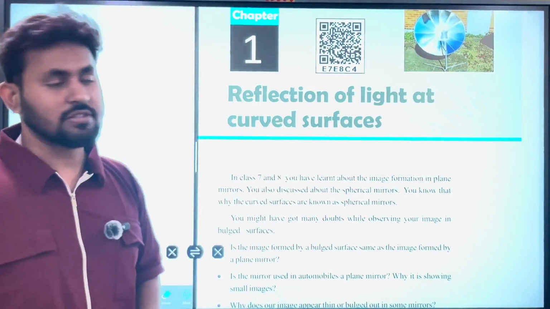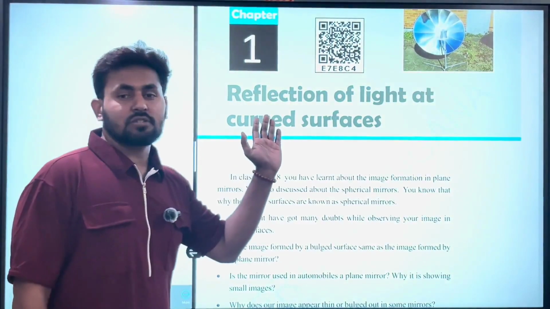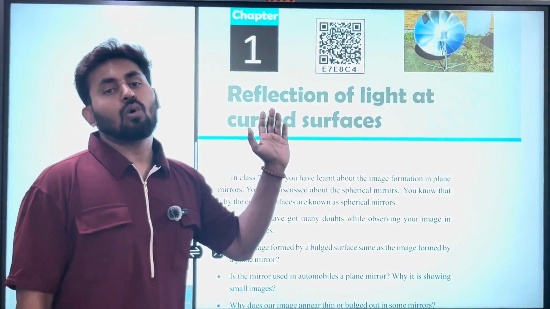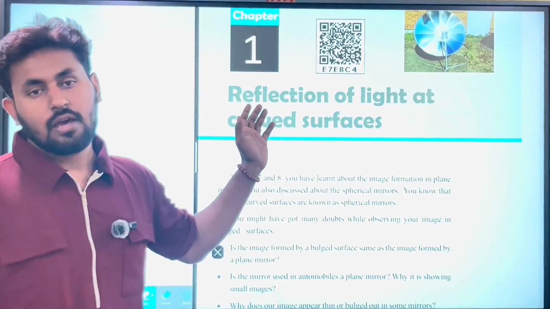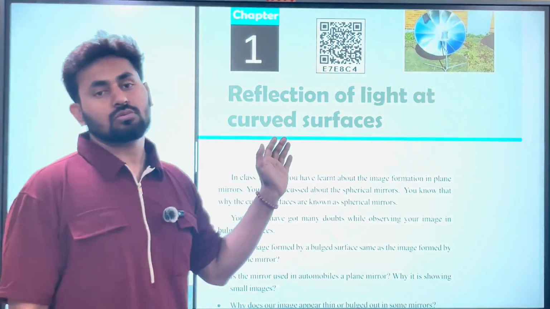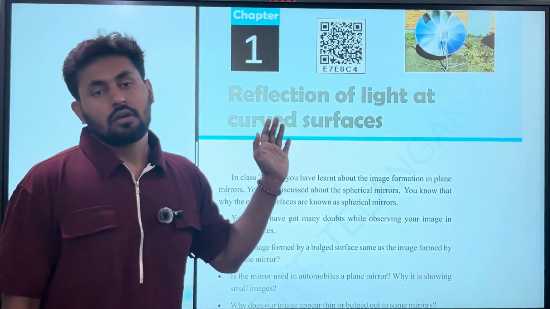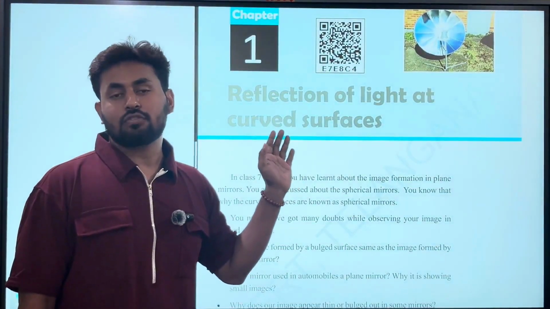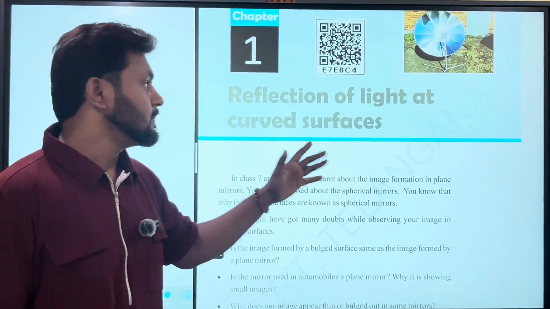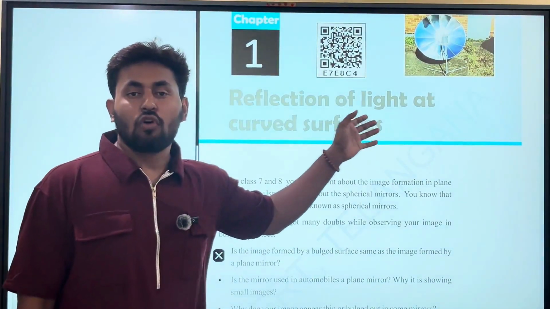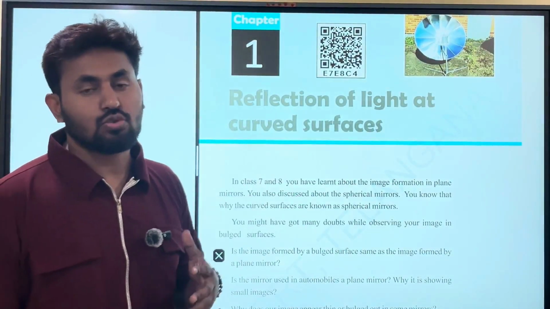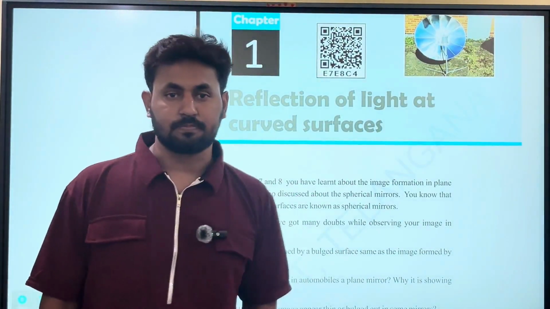So let's start with what is reflection. If you can give me the definition of the same in the comments, I will also tell you. Reflection is the bouncing back of light from a polished surface, and light is a form of energy which enables us to see objects due to reflection.